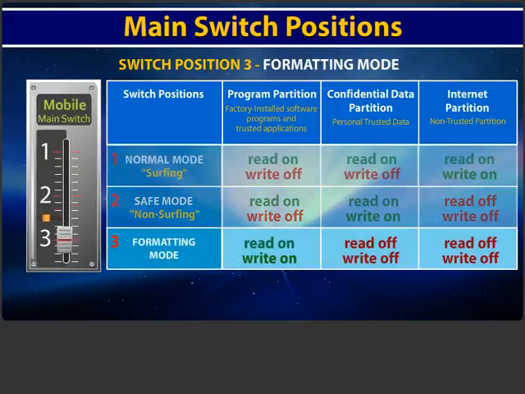Position 3 is the formatting mode position and is used exclusively to add or update operating systems and trusted applications on the program partition. At this position, both the confidential and Internet partitions are disabled. A safety latch, situated between position 2 and 3, will protect the user from accidentally pushing down the main switch to the formatting mode position.